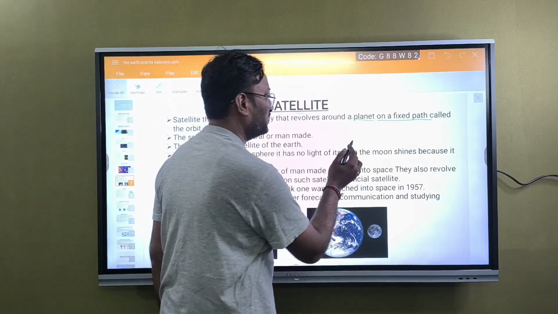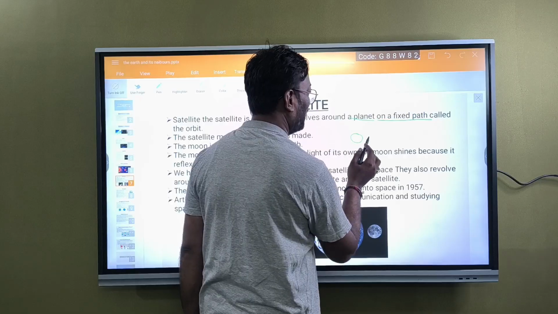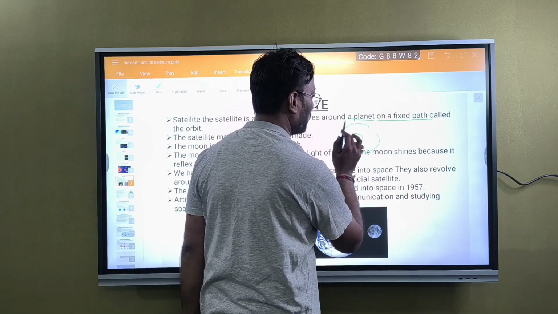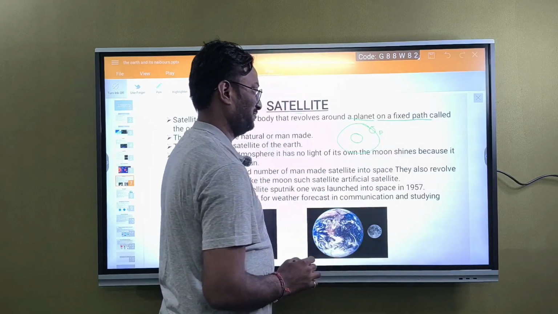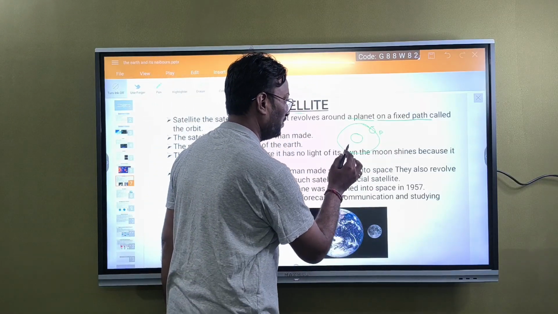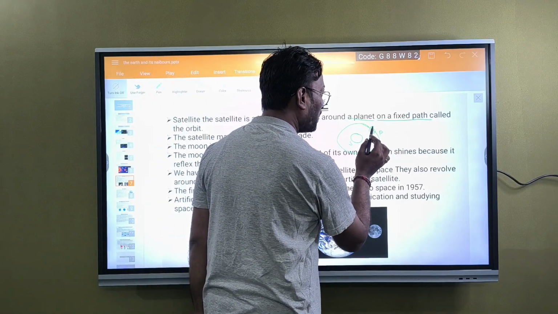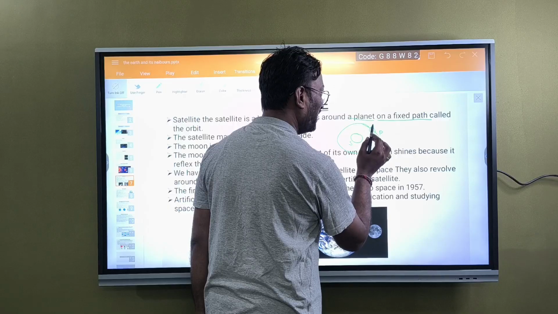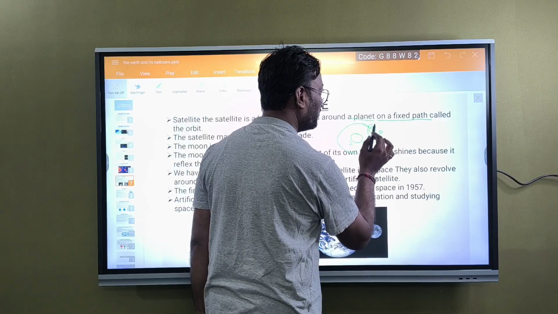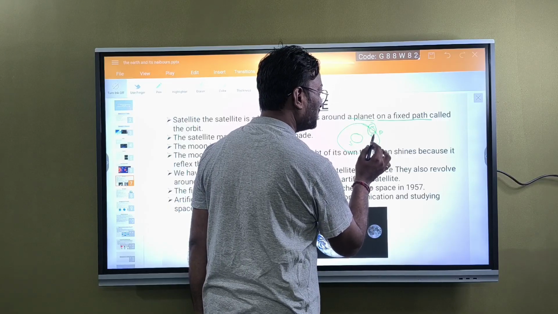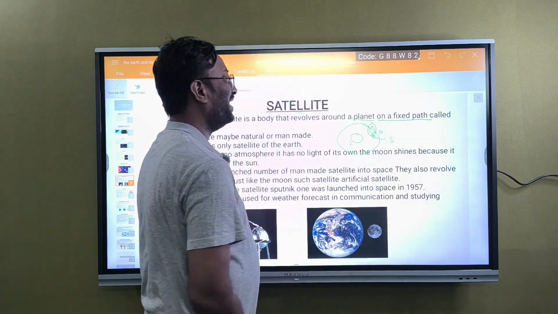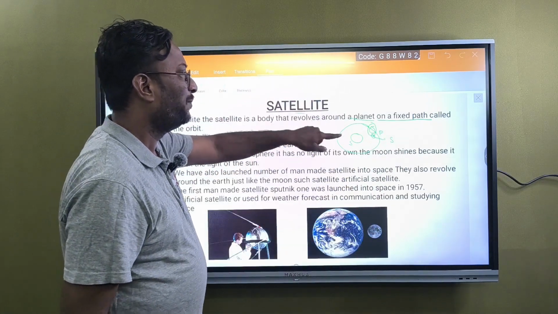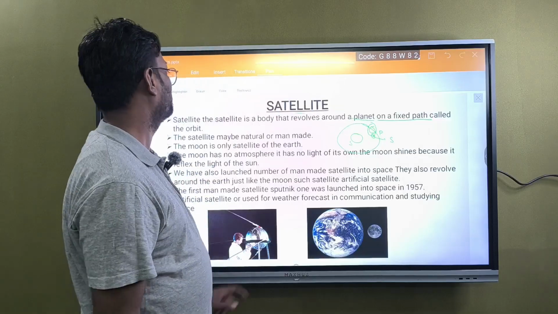So there will be the Sun here, and this is one of the orbits, and the planet is revolving around the Sun. Around the planet there will be a smaller thing revolving, and that is the satellite. The satellite revolves around the planet, and the planet revolves around the Sun.